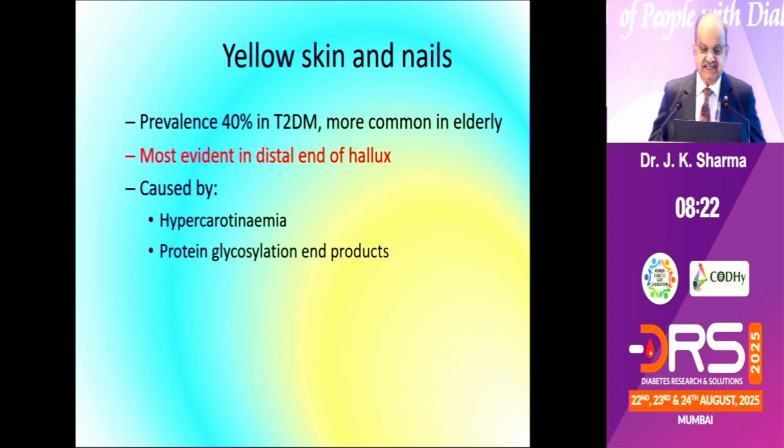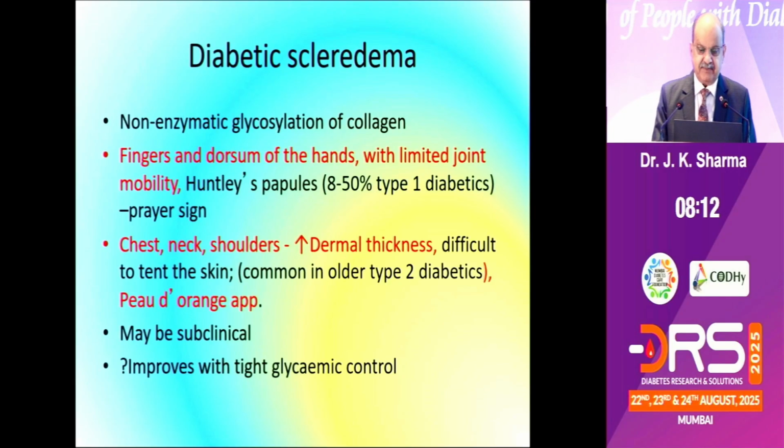Prevalence is 40% in type 2, more common in the elderly, and most evident in the distal end of the helix, caused by hypercarotinemia and protein glycation end products. Diabetic scleroderma: non-enzymatic glycation of the collagen. Finger and dorsum of the hands with limited joint mobility.